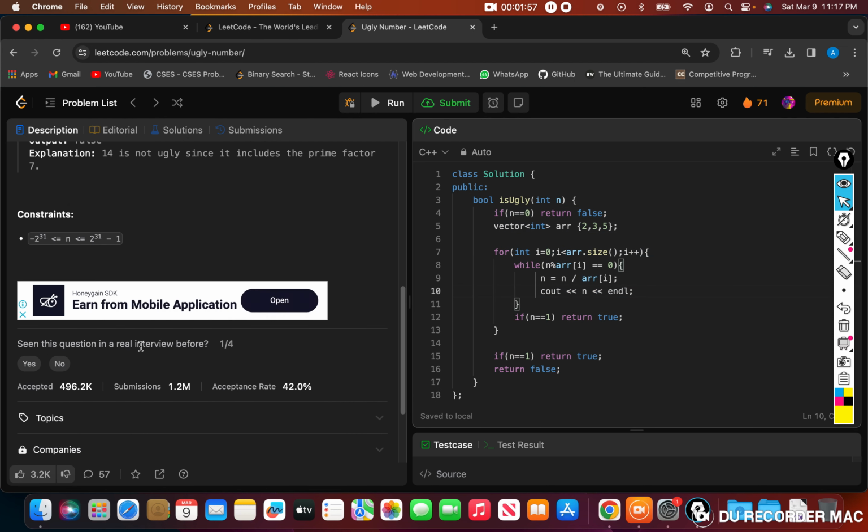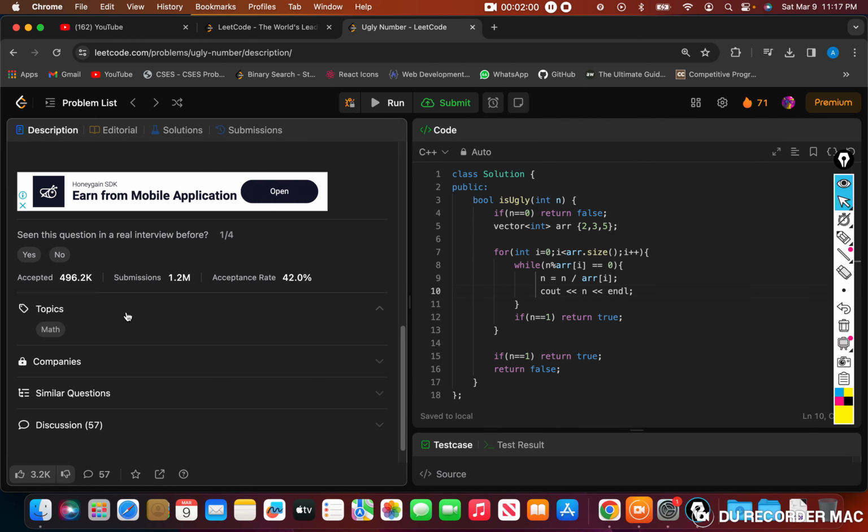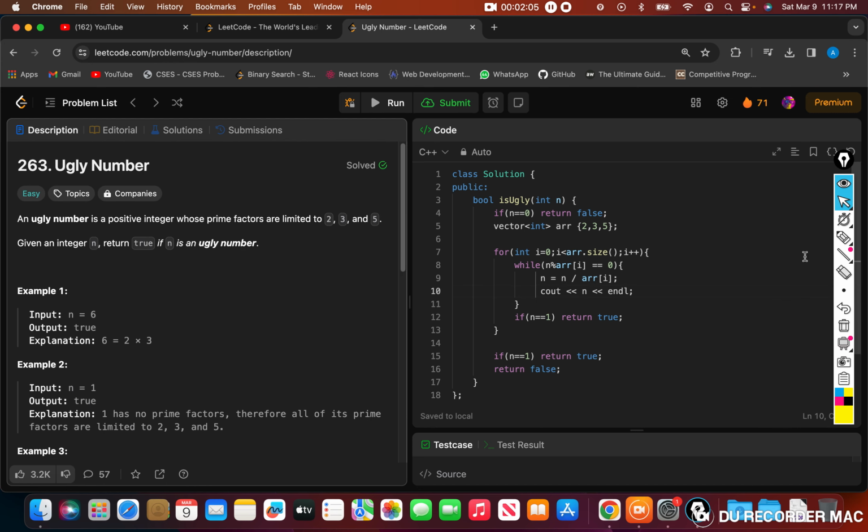This question is based on math, so we have to find an approach using maths. Now, here the logic comes. Suppose the given number is less than or equal to 0, then we have to return false. We take one array and initialize it with 2, 3, and 5, because we have to divide only with 2, 3, and 5.